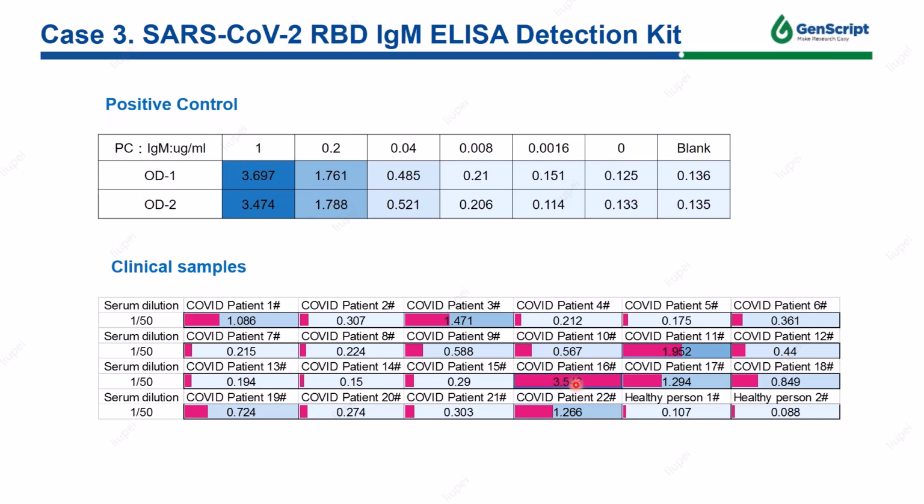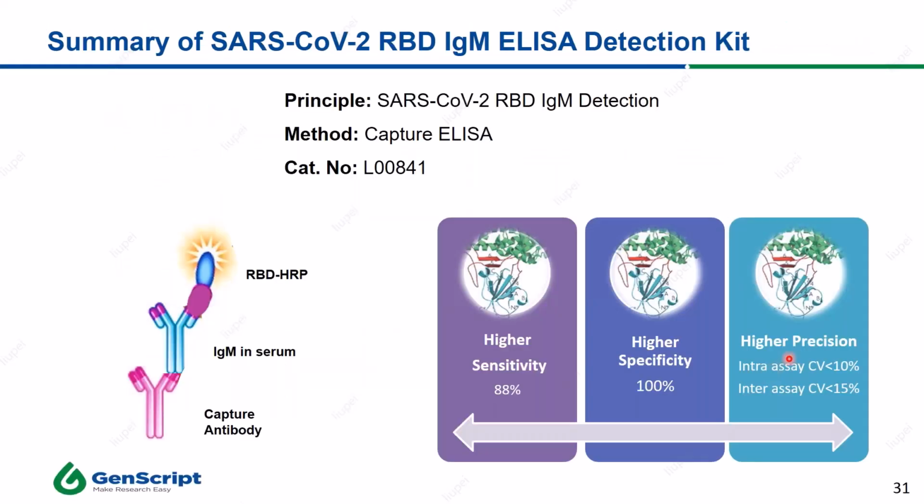Here is the summary of the SARS-CoV-2 RBD IgM ELISA detection kit. We also call it the capture ELISA. The method is the capture ELISA. For the 62 clinical samples, we also have a higher sensitivity, about 88%, and the specificity is 100%, and a higher precision. We also have good intra-assay and inter-assay results.